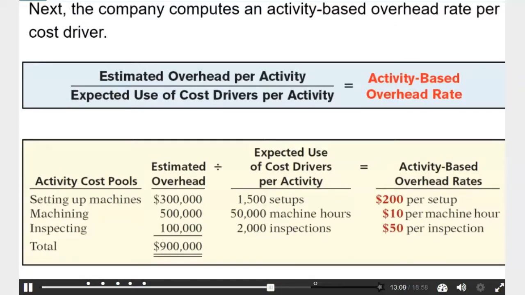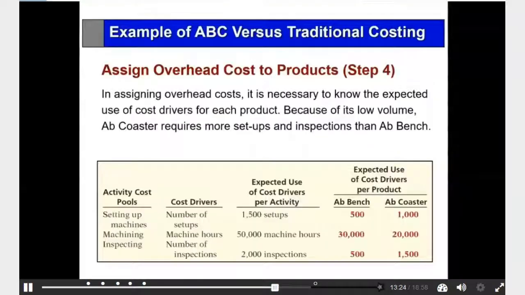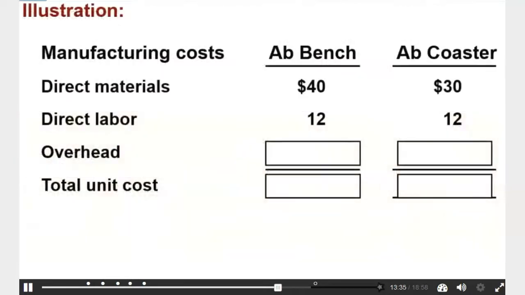Now we go back to assigning the costs, and we say, okay, of those 1,500 setups, how many are for the bench, how many for the coaster? How many machine hours for the bench, how many for the coaster? And inspections for the bench and the coaster. The direct material and direct labor, of course, have remained the same.